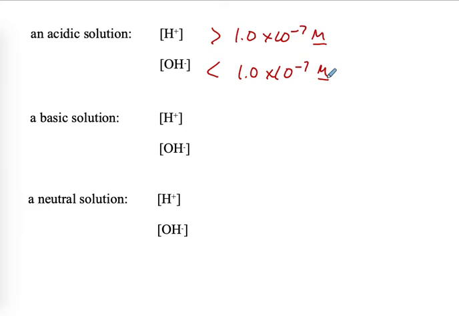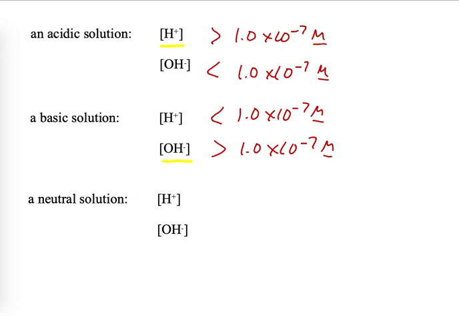Conversely, in a basic solution, the concentration of the hydrogen ion must be less than 1.0 times 10 to the negative 7th molar, and the concentration of hydroxide must be greater than 1.0 times 10 to the negative 7th molar. If this is confusing, just remember the Arrhenius definition. According to Arrhenius, the hydrogen ion is what makes something acidic. Therefore, in an acidic solution, its concentration will be greater than that of neutral water. Also, according to Arrhenius, in a basic solution, the hydroxide ion concentration is greater than that of neutral water.